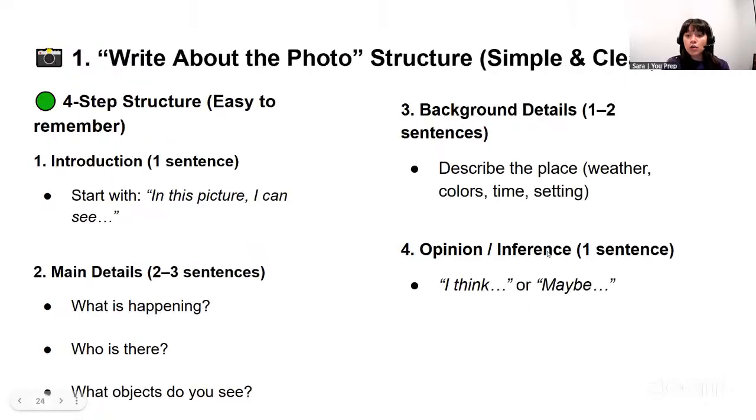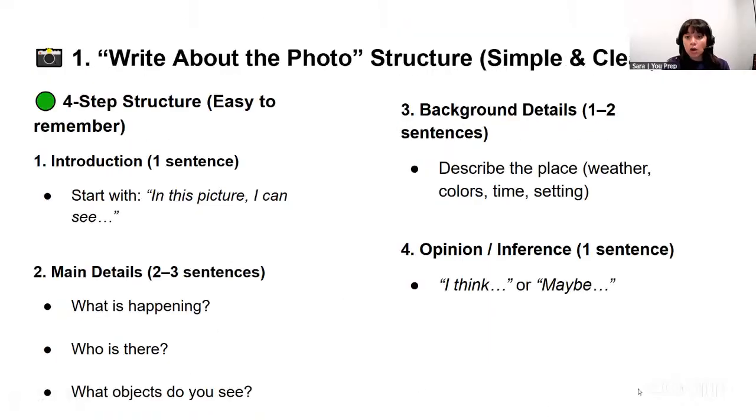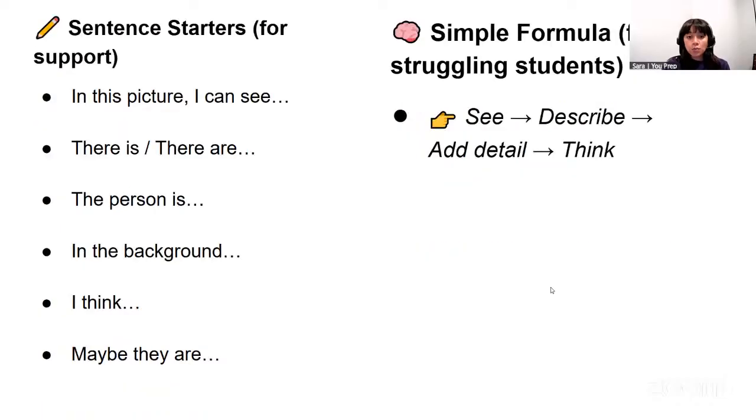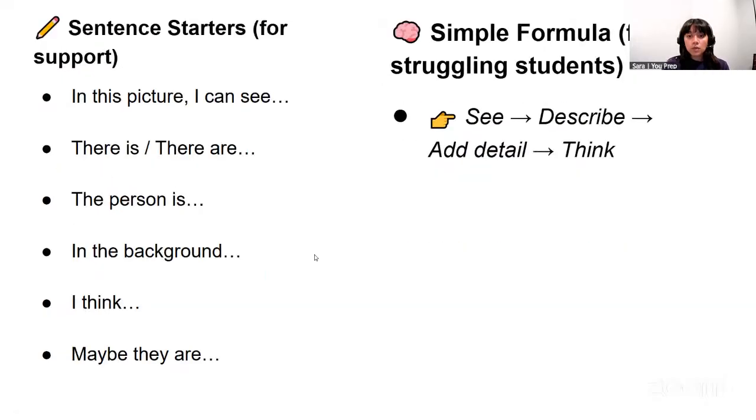I think you use it for your inference, to say what you're thinking or what you think is going to happen. Maybe they are the same for the inference. So basically, you can use these words and phrases to help you start every single step you have here. And to make it even easier, we have a structure, a formula.